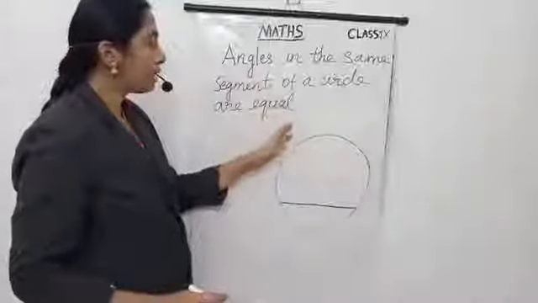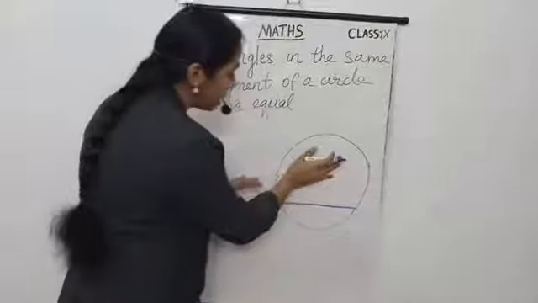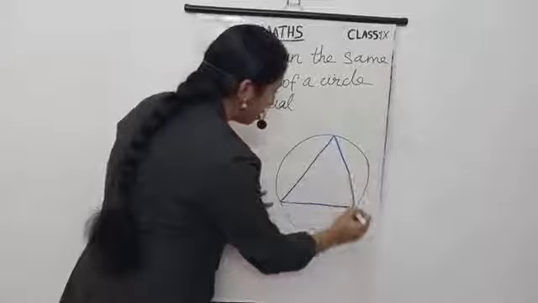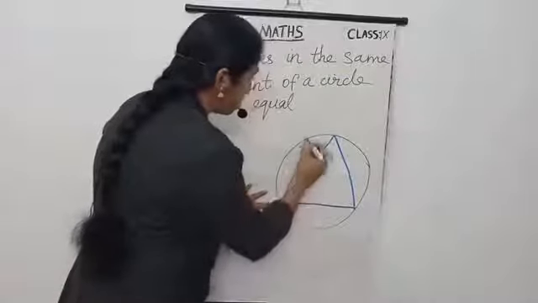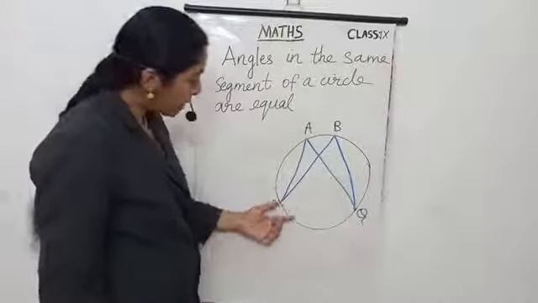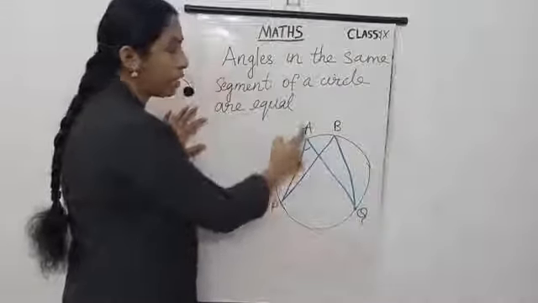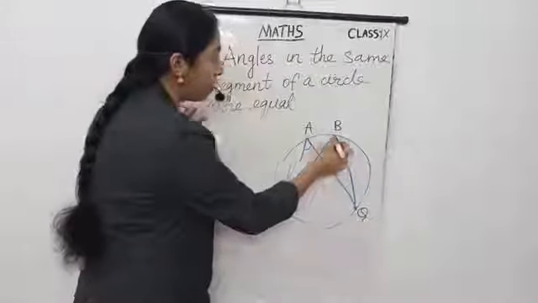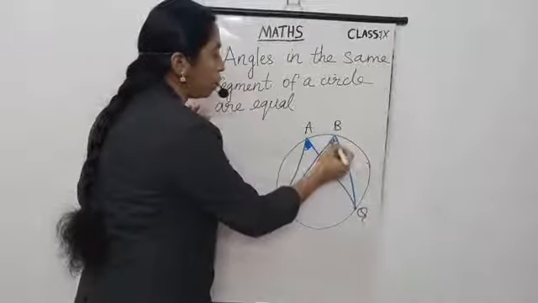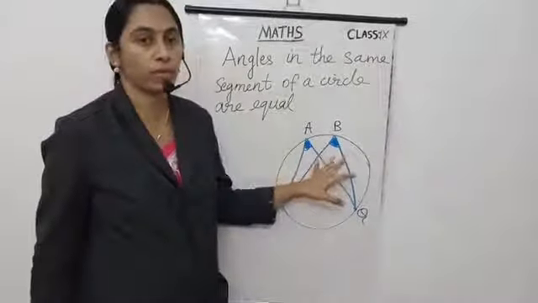So angles in the same segment of a circle means consider this segment, then draw two angles, suppose this is one angle and another is this one. Angles in the same segment are equal. That means we need to prove that angle PAQ and angle PBQ are equal. These two are in the same segment of the circle.